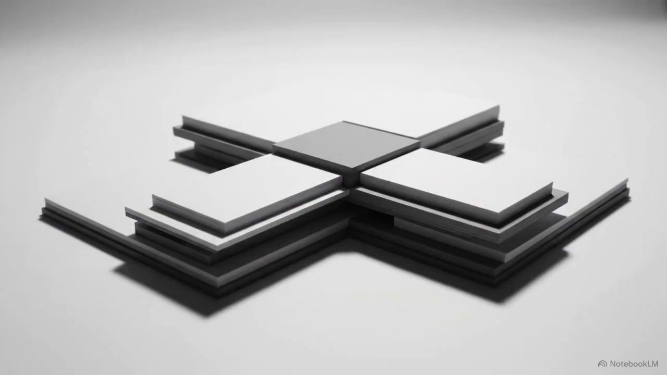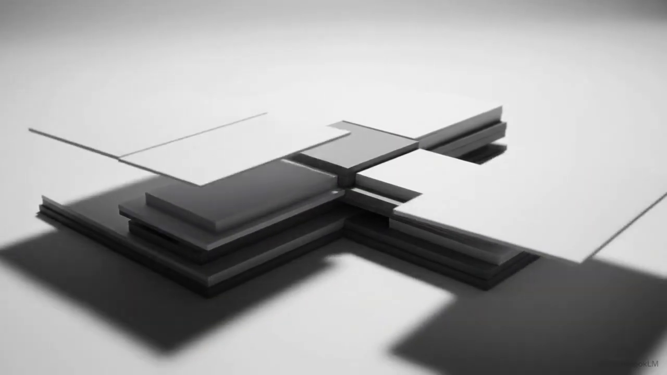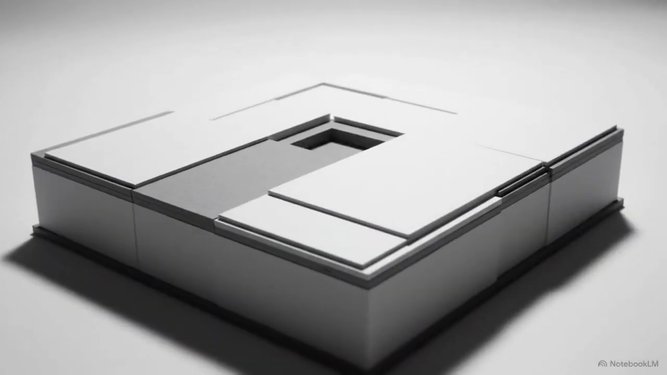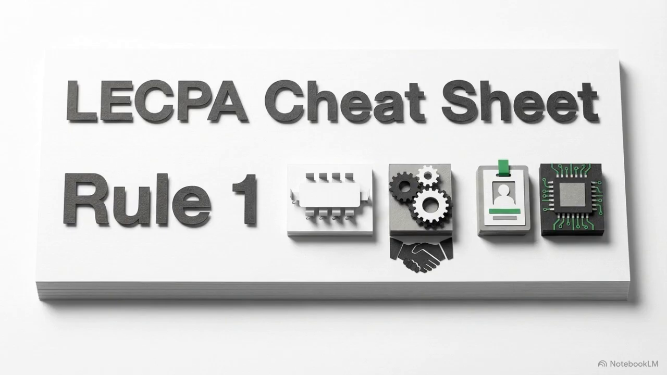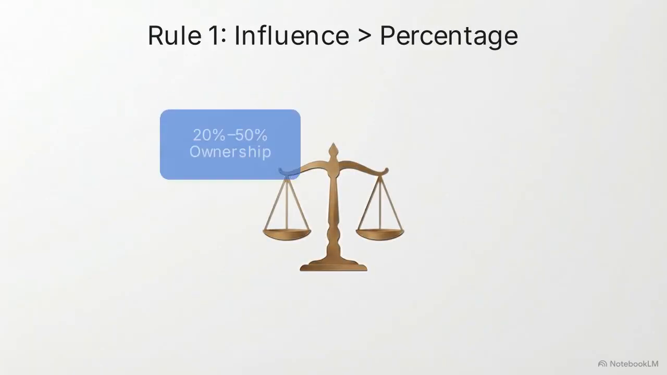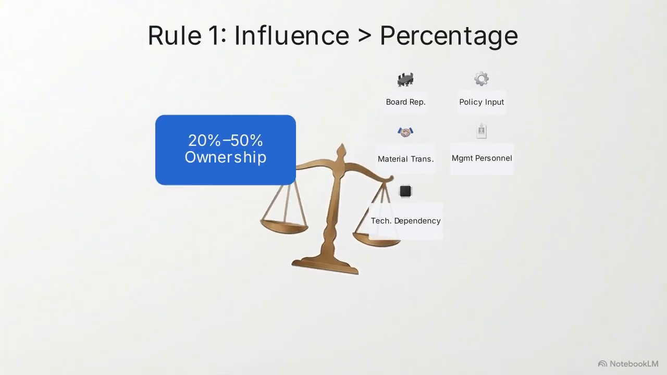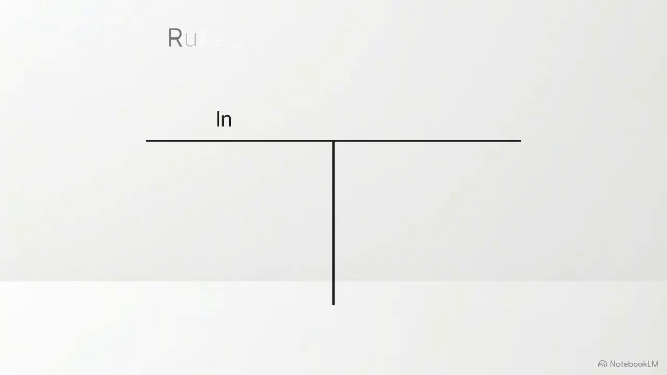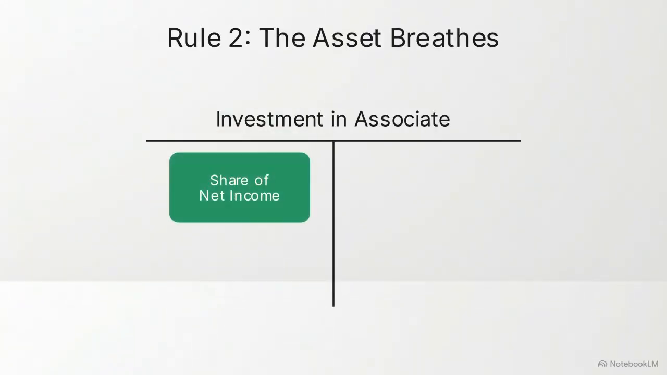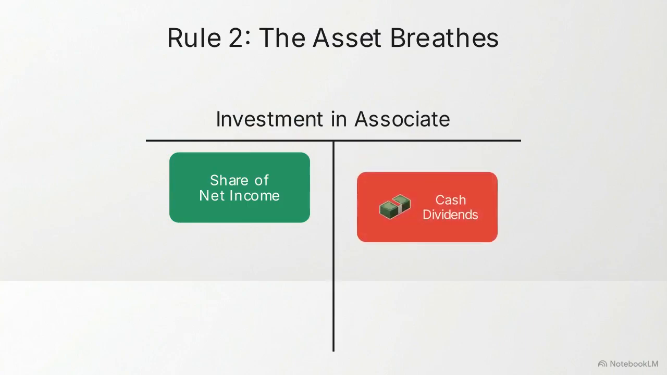Let's lock these core spatial mechanics into a clear memory map for long-term retention on your board exams. Rule 1. Influence is fundamentally greater than percentage. The 20 to 50% range is merely a presumption. Any of the 5 behavioral indicators, like board representation or policy participation, will override that number. Rule 2. The asset breathes. Investee net income physically increases the asset. Cash dividends physically decrease the asset.